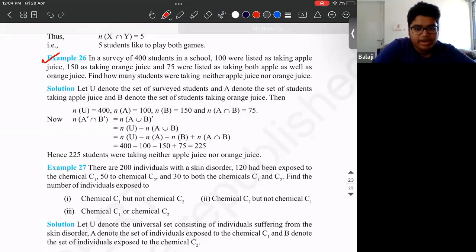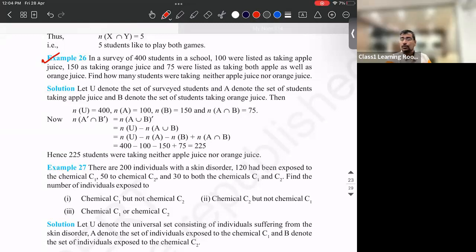N of C1 minus N of C2. No, C1 minus C2. That's not how you take it. You should not directly apply the formula like that. You should only convert that statement into union or intersection operation.